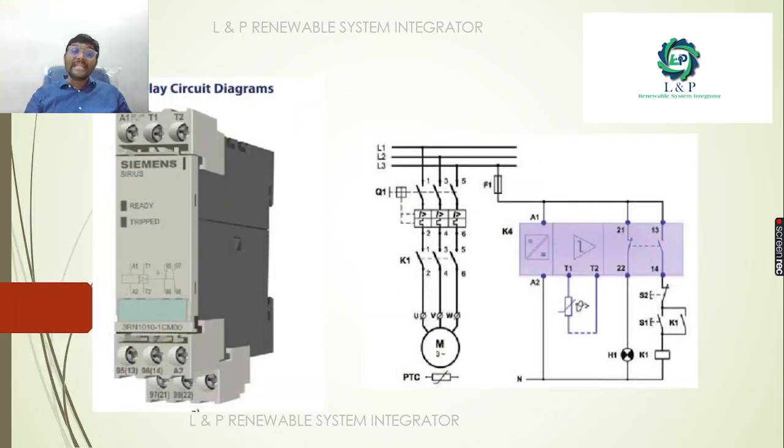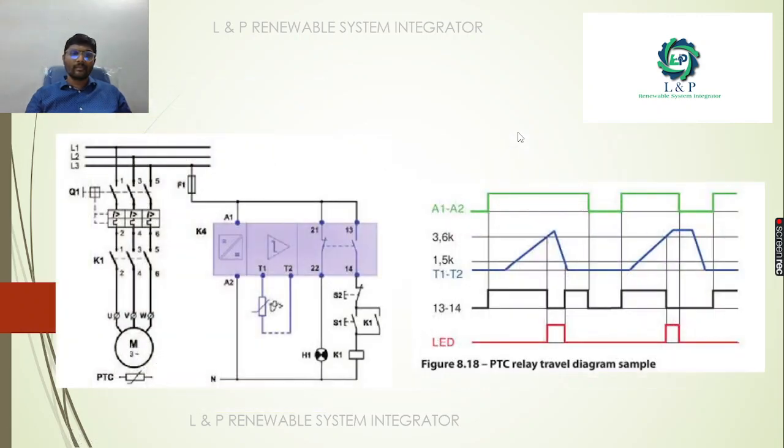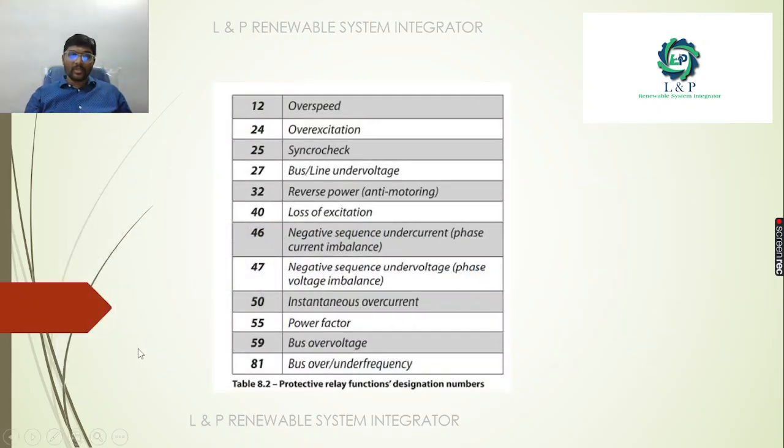Next is a PTC relay circuit. This is a wiring diagram of the PTC relay circuit. When you get into depth of this PTC relay wiring diagram, it acts like a varistor.